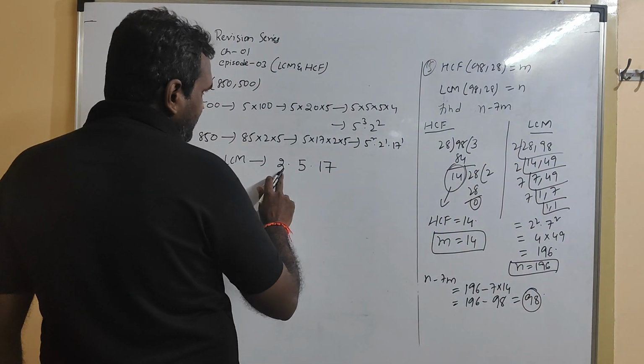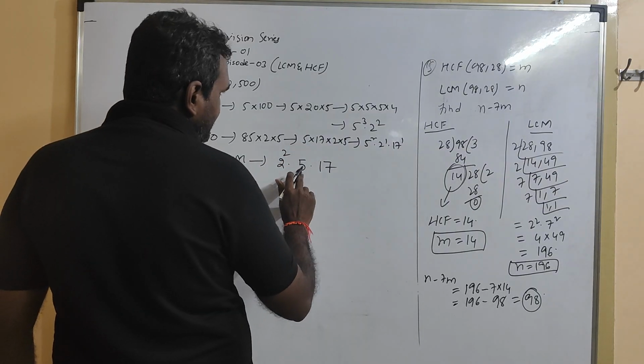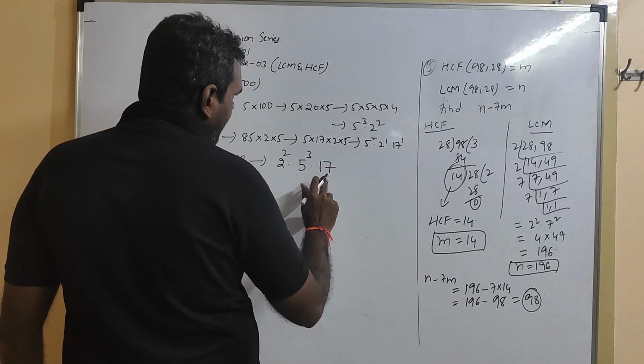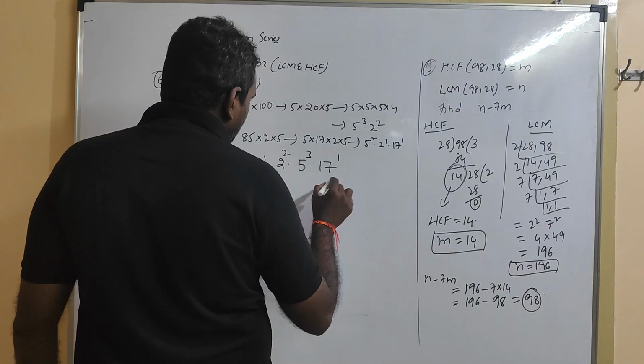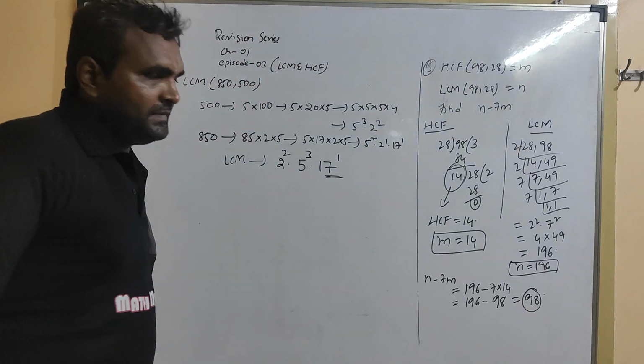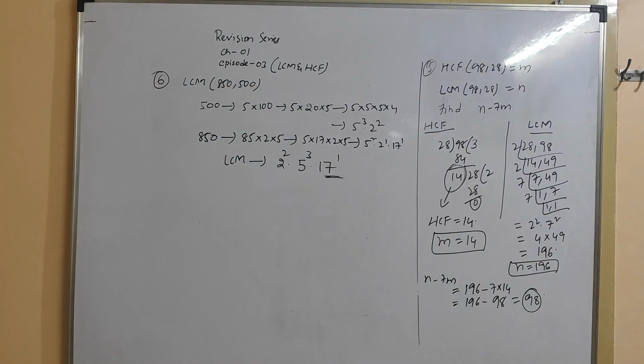And the highest power of 2 is 3, the highest power of 5 is 2, and the highest power of 17 is 1. This has to be our LCM. 2 cube into 5 square into 17. That has to be our LCM.